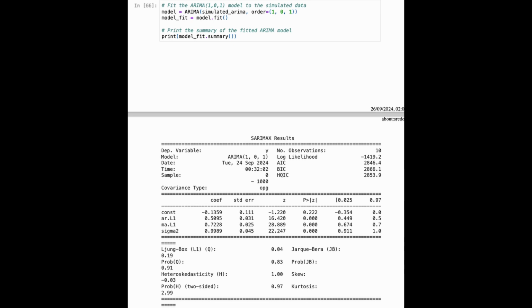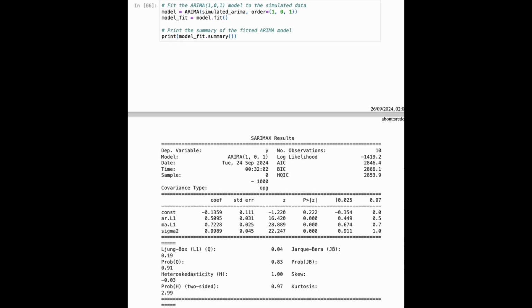Next, we fit the ARIMA(1,0,1) model to the simulated data. The model is estimated with the following parameters, each offering insight into the model's dynamics. First, the constant. The model intercept, or constant term, is estimated as 0.1359 with a p-value of 0.222, indicating that it is not statistically significant at the typical significance level of 0.05. Therefore, this constant may not be necessary in the model.